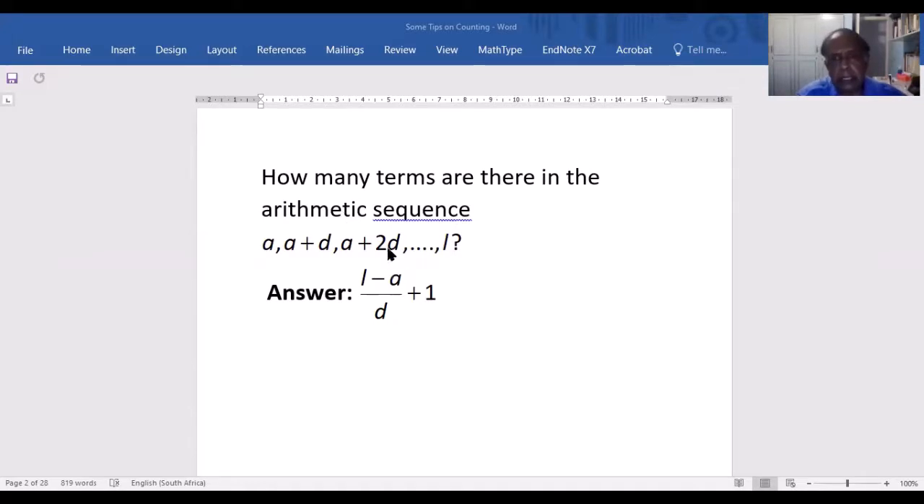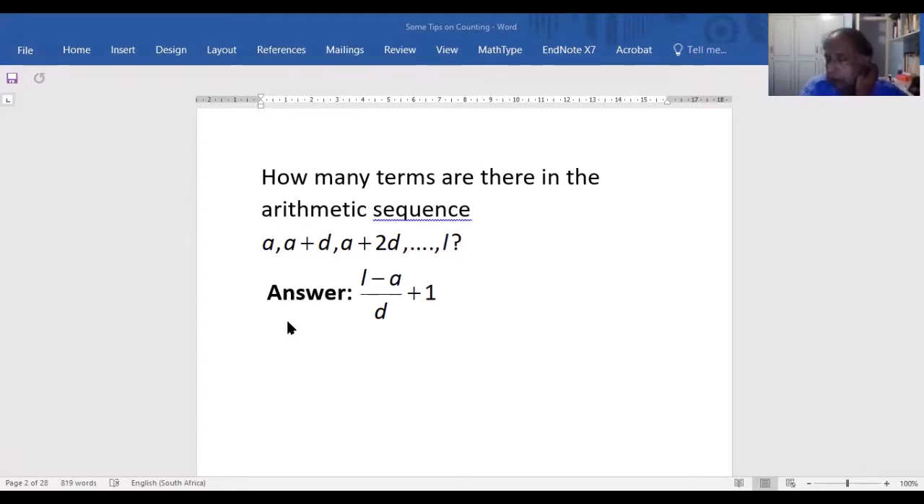Right? And I suggest to you that the answer is a very nice simple formula. And that is, you take the last term, L, you subtract from it the first term, L minus A, and divide by what you are adding all the time, this fixed difference. This is the difference between two consecutive terms, you'll notice, is D. If I take the difference between these two, it'll also be D. So this is a common difference. If you divide the difference between the last term and the first term by the common difference, add one to it, and that'll give you the answer. You might ask, where did this formula come from?